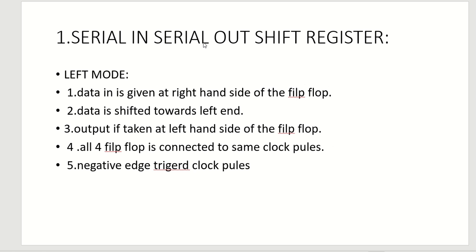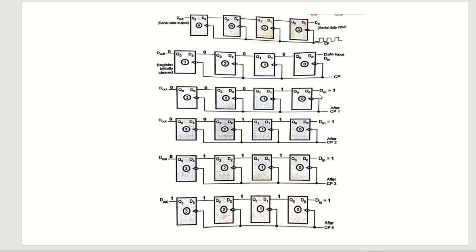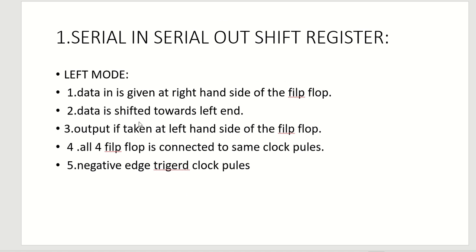Now we see serial in, serial out shift registers in brief. As I explained earlier, there are two modes in serial in, serial out registers: left mode and right mode. Now we study left mode. In left mode, data in is given at the right-hand side of the flip-flops, and the data keeps on shifting towards the left side, and output is taken at the left side only.